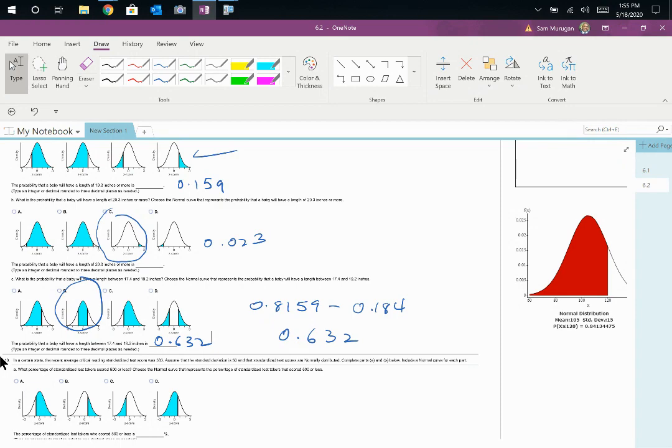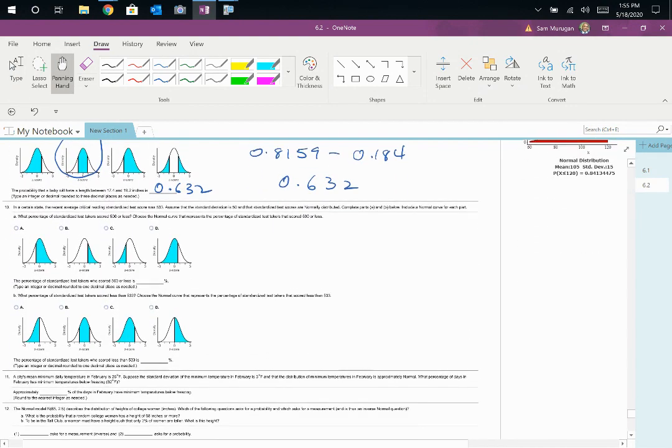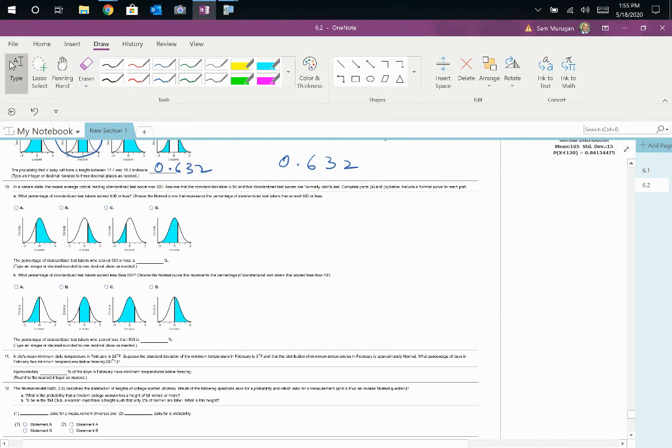All right, moving on. Question 10. In a certain state, the average critical reading standardized test score was 533. Assume that the standard deviation is 50 and that the standardized test scores are normally distributed. What percentage of the standardized test takers scored 500 or less? That's between 0 and 1 standard deviation below the mean. I would say that's graph C.